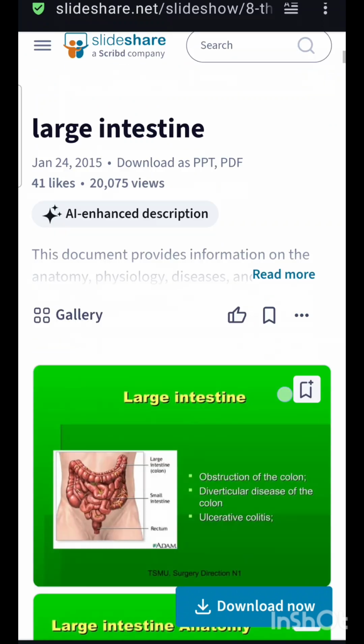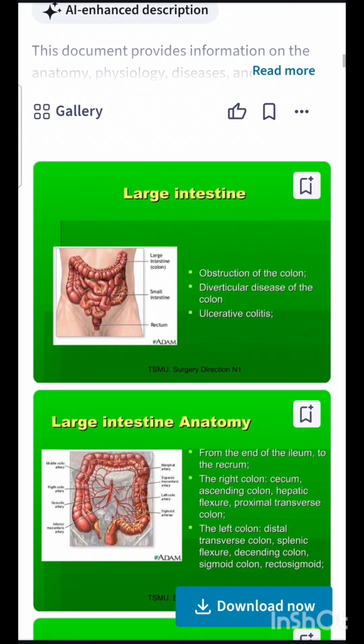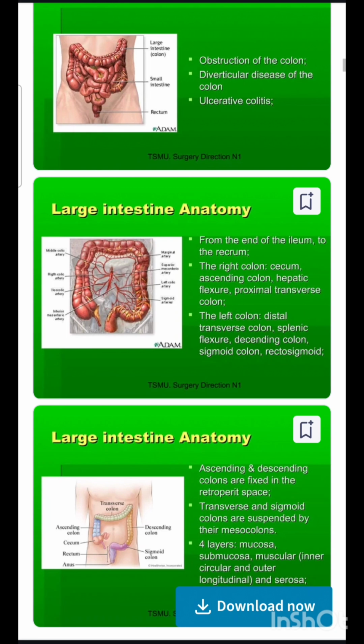So let us do a small surgery topic. We have the large intestine. You have obstruction of the colon, diverticular diseases of the colon, and ulcerative colitis. Anatomy: from the end of the ileum to the end of the rectum is the large intestine.